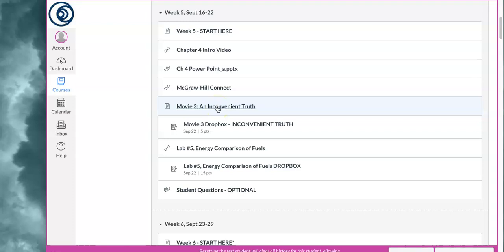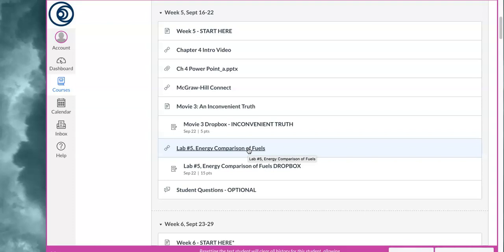It's getting a little old in terms of the date on it, but the facts and the statistics unfortunately remain pretty stable compared to what's put in here. So there's that, and then your movie Dropbox. You guys are doing great with that. Don't forget, one half of the essay is about a summary of the movie, and one half is about how it relates to our class. And then this week's lab is the energy comparison of fuels.